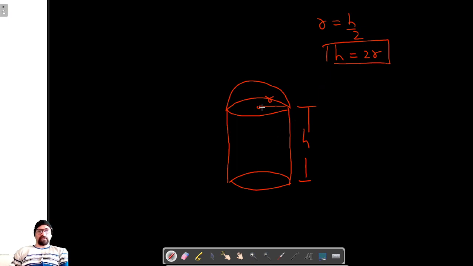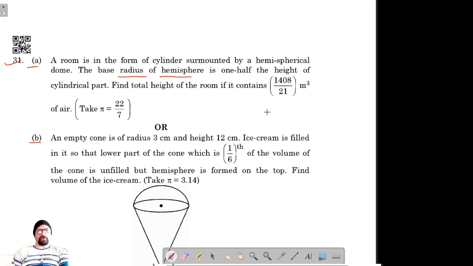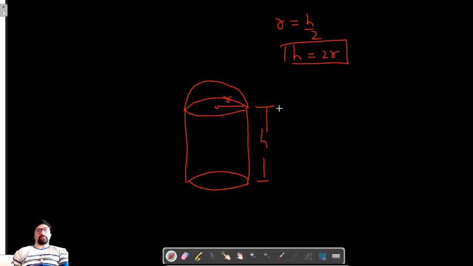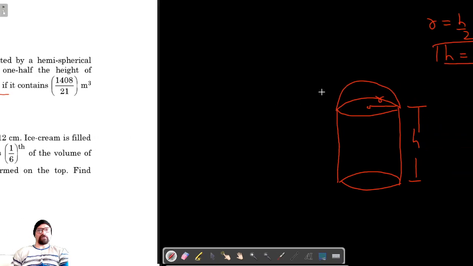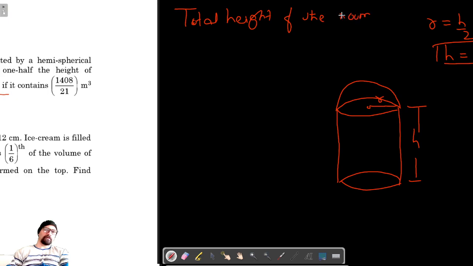So the base radius and the radius of the cylinder are the same, because the hemisphere is surmounted on the cylinder. We have to find the total height of the room. So this is the room, and its total height is the height of the hemisphere, which is the radius, plus the height of the cylinder, which is h. So total height of the room is h plus r, and that's what we are going to find out here.